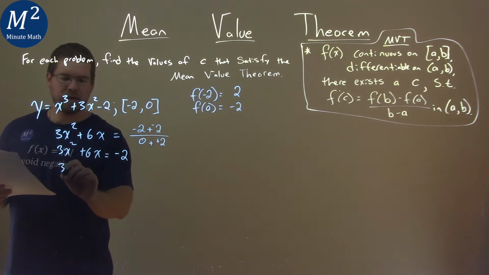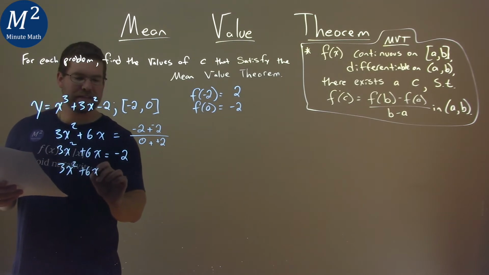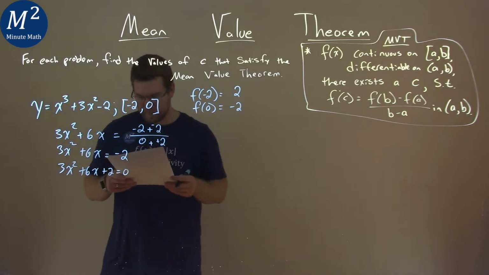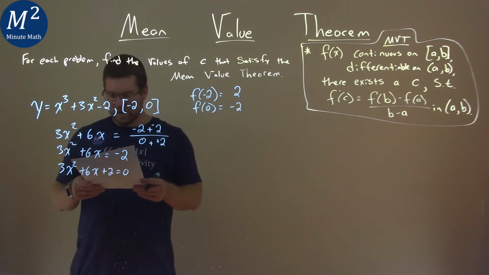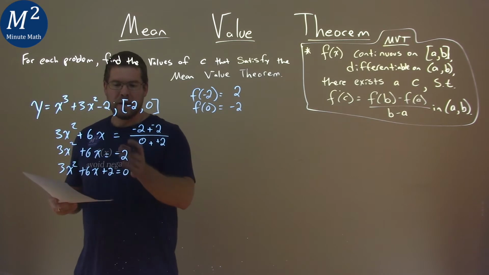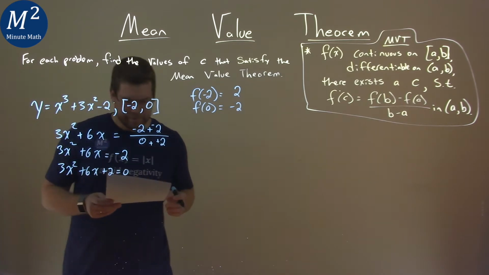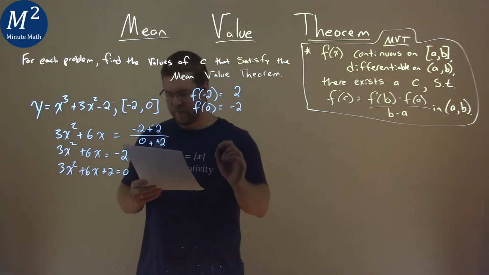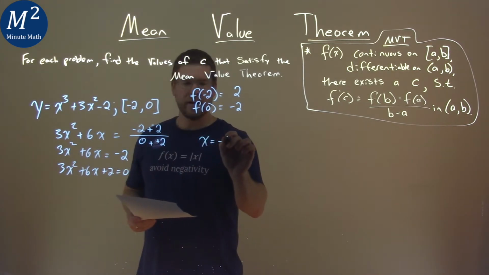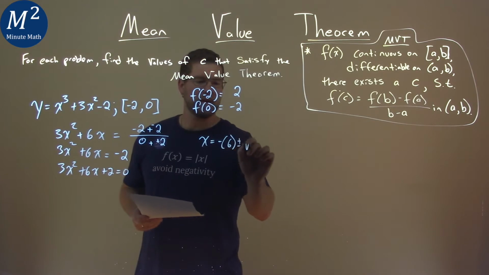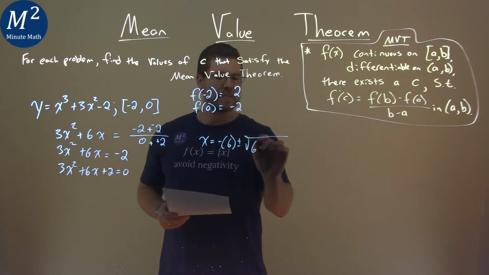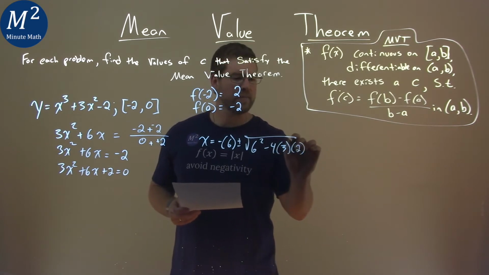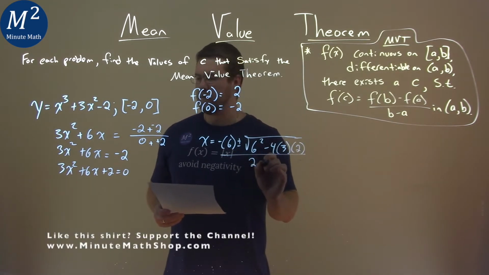Add 2 to both sides, and we have 3x squared plus 6x plus 2 is equal to 0. From there, we need to apply our quadratic formula here. So by applying the quadratic formula to solve for x, if you remember it, we have x equals negative b, which is 6, plus or minus the square root of 6 squared minus 4 times our a value 3, c value which is 2, all over 2 times a, which is 3.